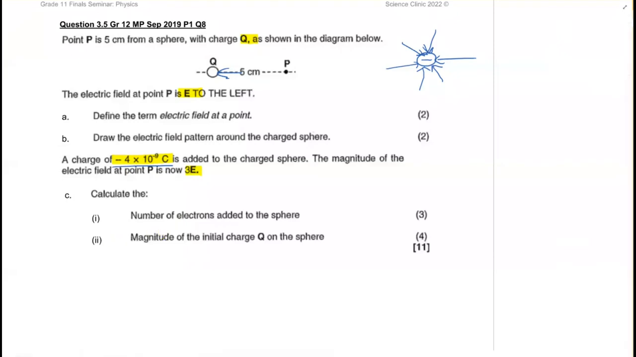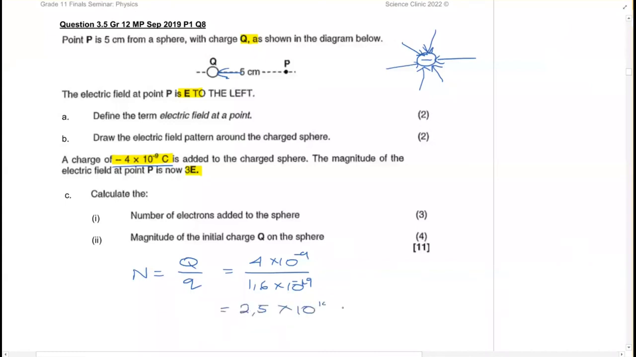So again, a simultaneous equation, or this could be a manipulation of formula type question. There's two scenarios here. The first question says calculate the number of electrons added on the sphere. That's quite nice. We've got the charge added on the sphere, so the number of electrons is just our charge divided by the charge on an electron. So we've got 4 times 10 to the -9 divided by 1.6 times 10 to the -19. Sorry, this is a -9. That gives us 2.5 times 10 to the 10 electrons. So that one's a nice and easy one.